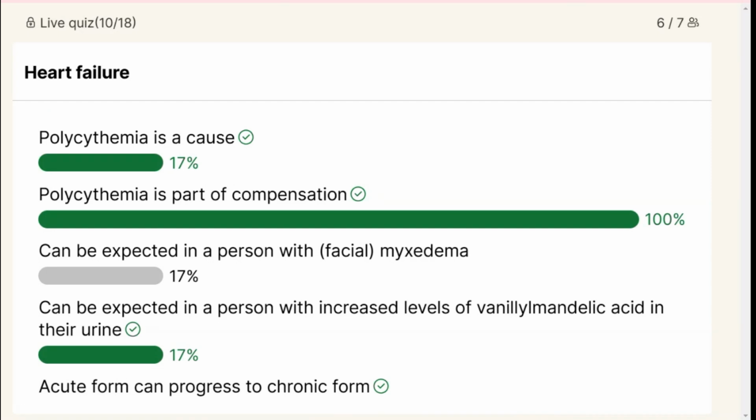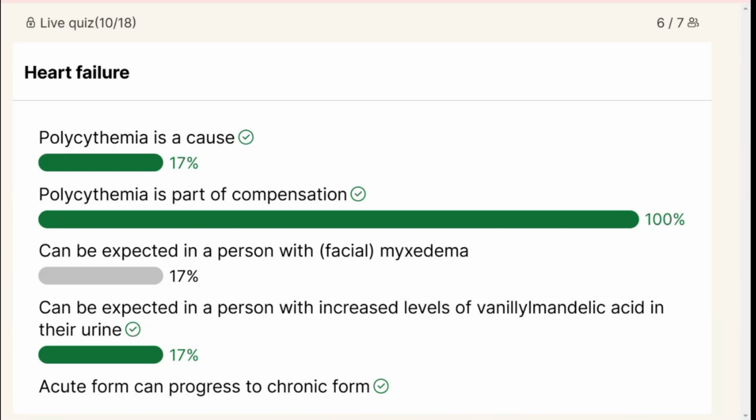Okay, so about this one, yes, polycythemia can be both a cause and part of compensation. It can be part of the cause because if you remember, polycythemia increases blood viscosity, and with increased blood viscosity, you have higher resistance, and with higher resistance, there's increased work of the heart. So if there's increased work of the heart, it can lead to heart failure, and it is in fact one of the etiologies of heart failure. Polycythemia is again a part of the compensation because secondary polycythemia, well, it was explained before.